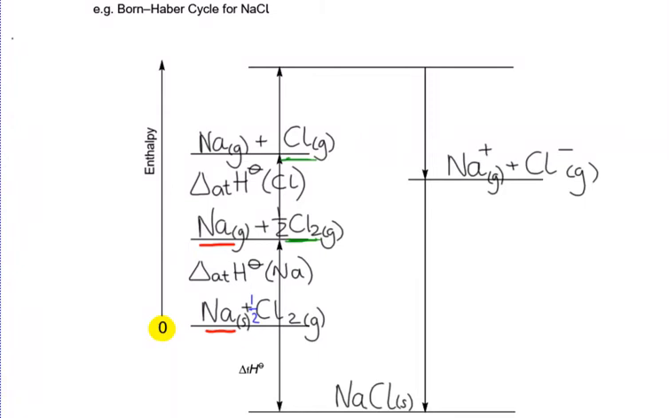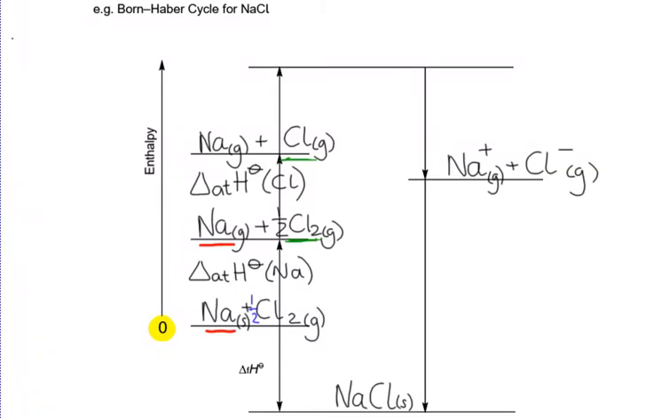So I've atomised the metal, I've atomised the non-metal. I had to do those two processes very early on, because the next thing I want to do is ionise, and if you remember the definition for ionisation energy, it has to be gaseous atoms, so I needed to atomise before I could ionise.